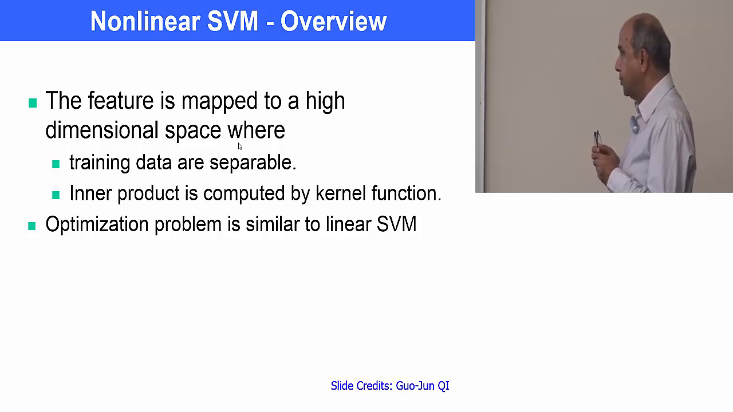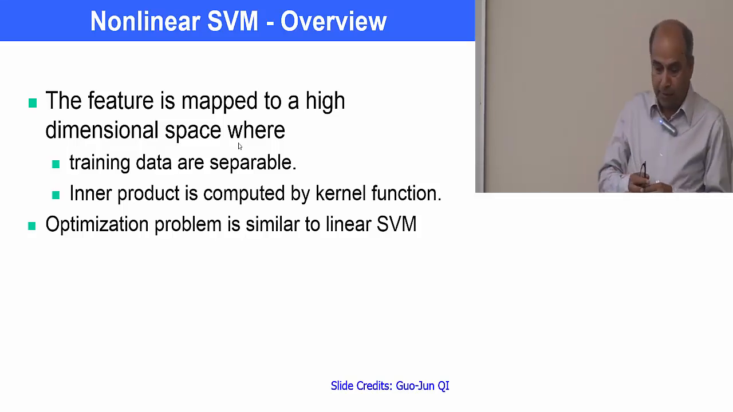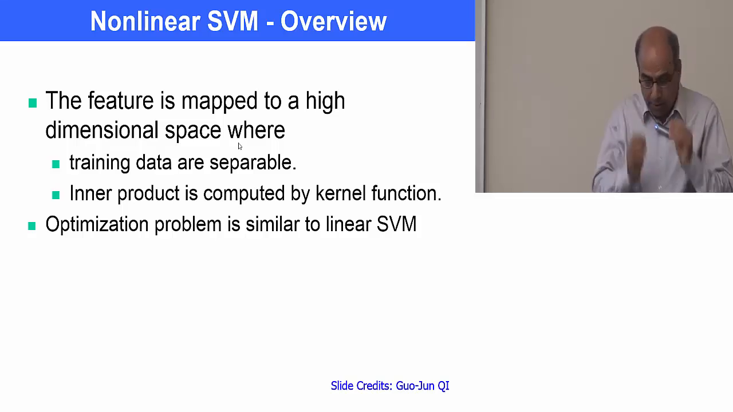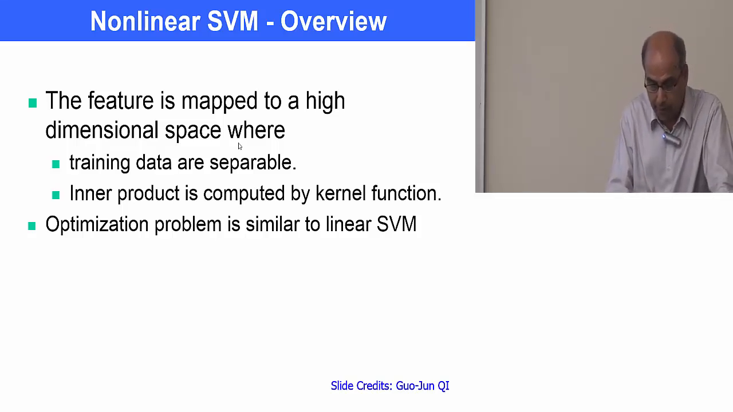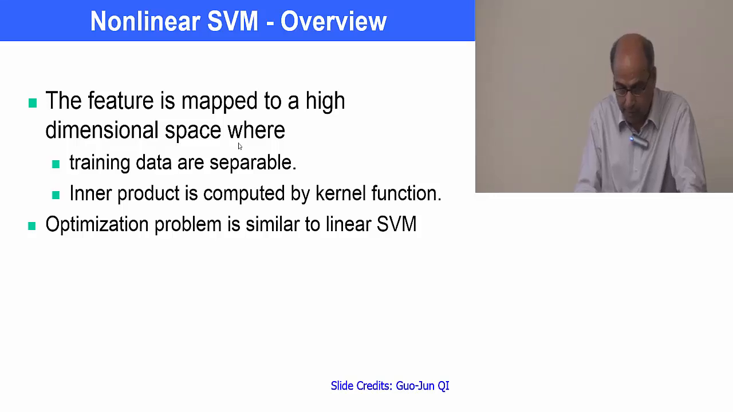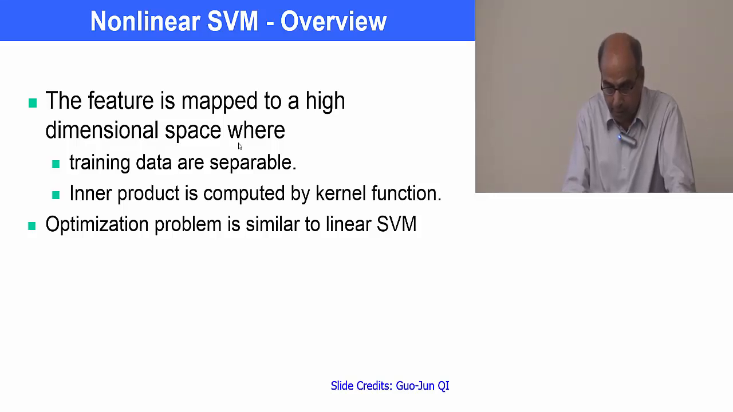So when the training data are separable, we can do the linear SVM. When they are not, then we can do the kernel trick, and it will solve the problem.